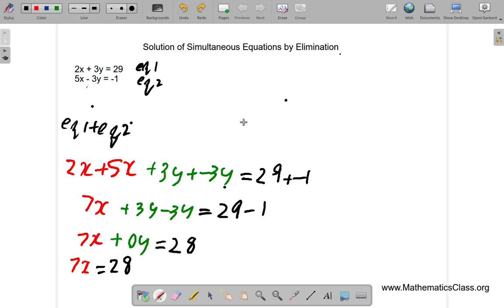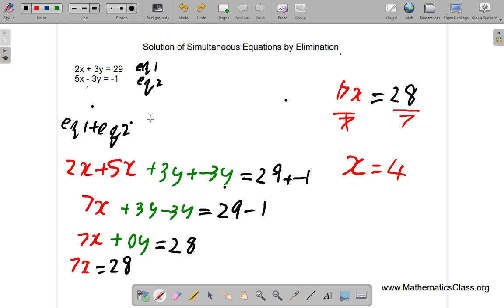What we can do, continue over here, 7x equals 28. If we divide by 7, 7 cancels 7, so we have x equals 7 into 28 is 4. X is equal to 4. You see that? X is 4. So now that we know that x is 4, it's time to find out what y is.